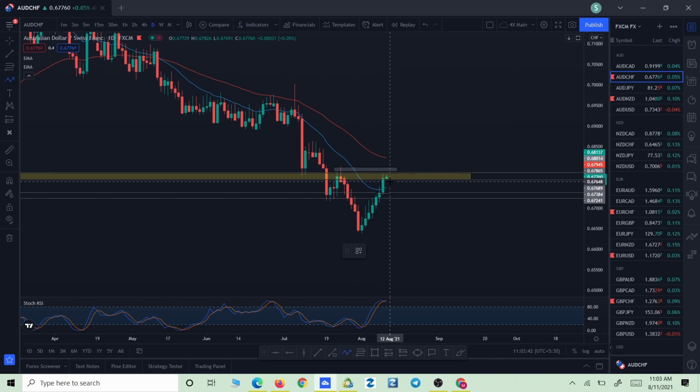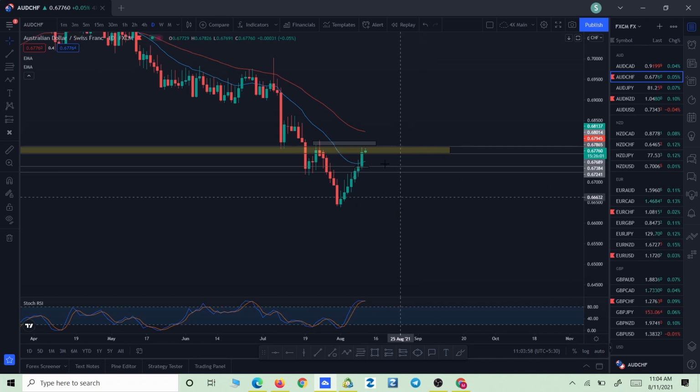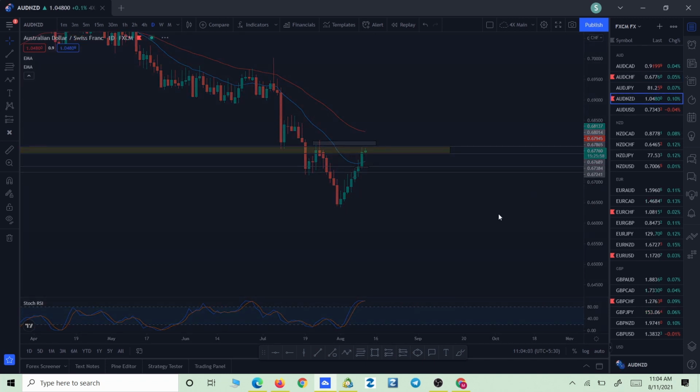If the price doesn't go down and it breaks and closes higher from this zone, then we are going to wait for the price to pull back to the recent broken zone, and we will look for any kind of indications to go long. So these are the two possibilities. Either we are going to look for short or long trades, depending upon how the price reacts in this zone. So next we are going to talk about the Aussie New Zealand.